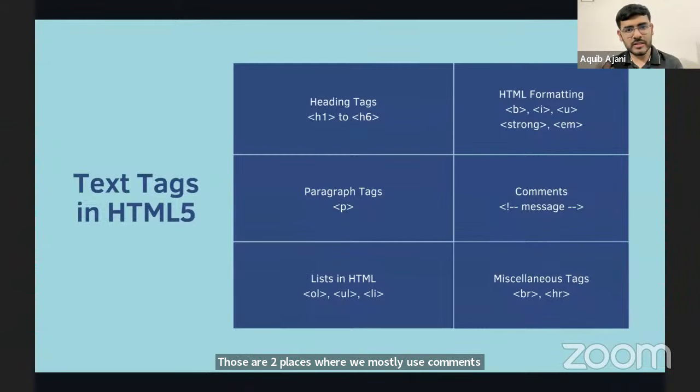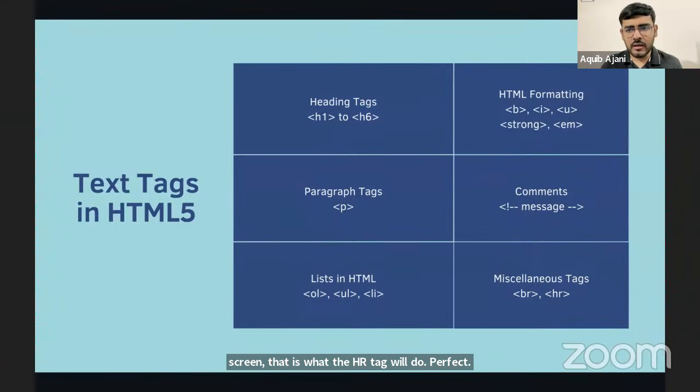Those are the two places where we mostly use comments. Then we have some miscellaneous tags. That includes line break and HR. So line break is basically mimicking the enter key on the keyboard, putting content on the next line. And then HR is for a line across the page. From the left end of the screen to the right end of the screen, that is what the HR tag will do. Perfect. So this is something we've already discussed.